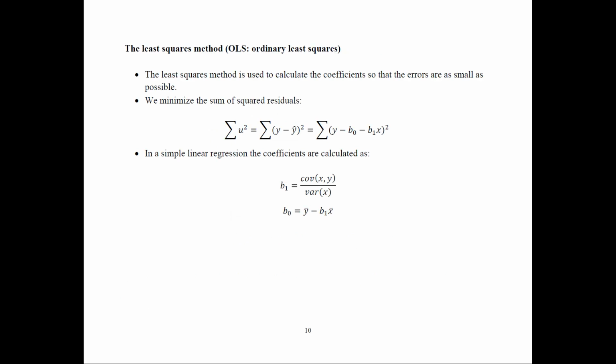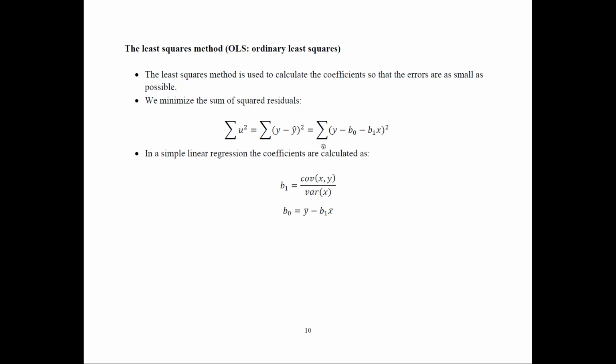Okay, so next I will talk about the least squares method, or the OLS, ordinary least squares. This is a method that is used to calculate the coefficients so that the errors are as small as possible. In this case, we minimize the sum of squared residuals, or sum of u squared, and u is the actual minus the predicted values, and this is what we minimize.